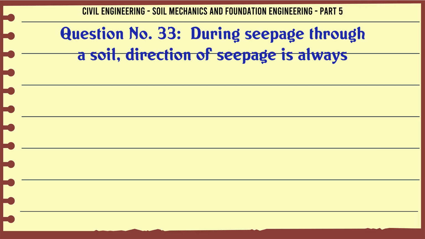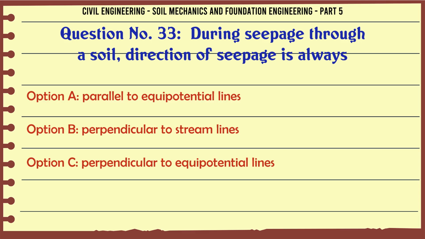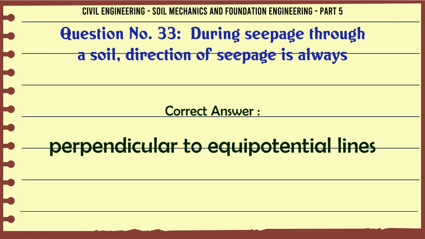During seepage through a soil, direction of seepage is always A. Parallel to equipotential lines, B. Perpendicular to stream lines, C. Perpendicular to equipotential lines, D. None of these. The correct answer is perpendicular to equipotential lines.